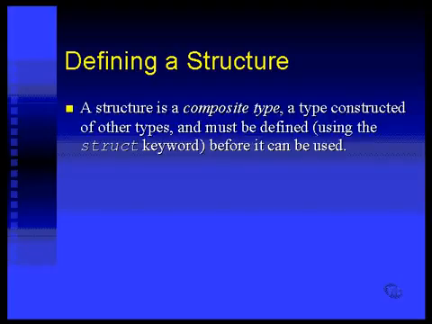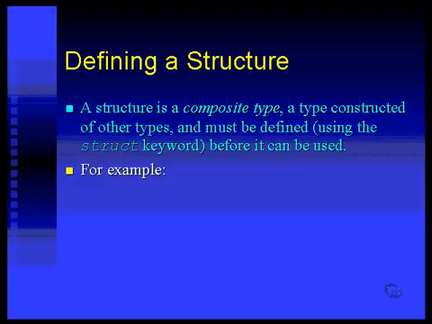Now, you need to know that a structure is a composite type. In other words, it's a type constructed of other types. In other words, you build a structure from component elements, such as integers, strings, floats, and so on. You can even use other structures as elements of your structure, if you've already got those other structures created. This structure must be defined before it can be used. Like I said, you define your structure at the beginning of your code, at the beginning of your program, and then you can use it to declare as many variables as you like of that type.